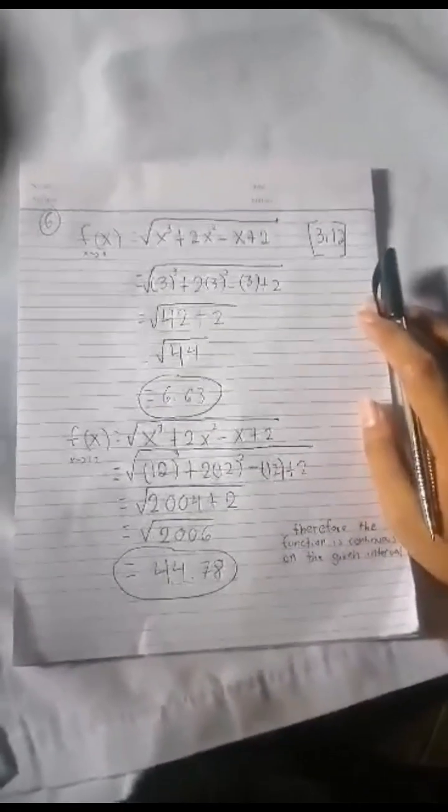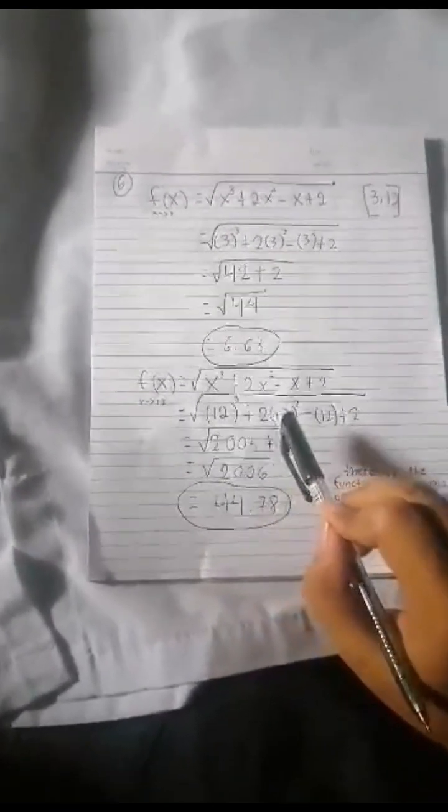Then the other point is 12. f of x is equal to the square root of x cubed plus 2x squared minus x plus 2. We substitute again x with 12. So the square root of 12 cubed plus 2 times 12 squared minus 12 is equal to 2004. Then copy plus 2. Square root of 2004 plus 2 is equal to 2006. Square root of 2006 is 44.78. Therefore, the function is continuous on the given interval.